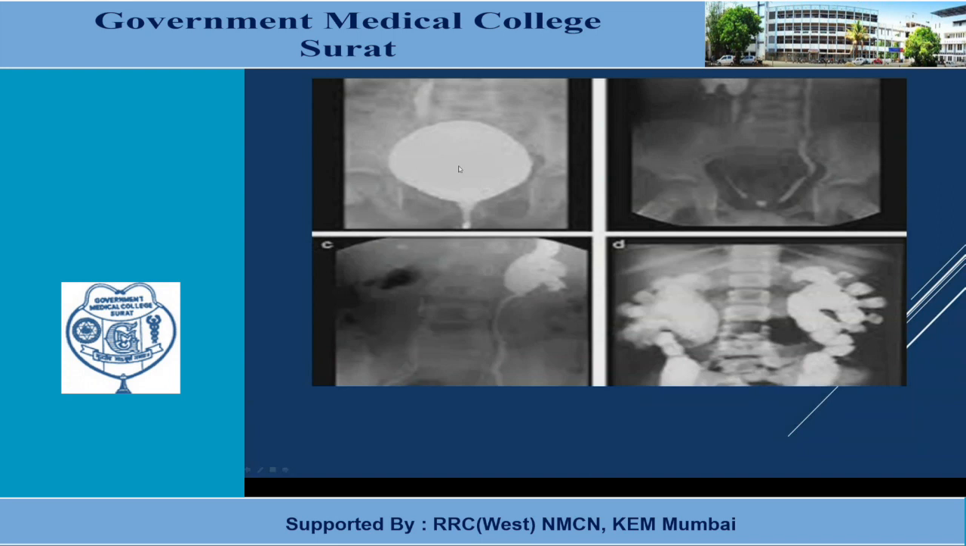This is a urographic image showing reflux of contrast in the lower ureter on the right side. This image shows reflux of contrast in both ureters up to the upper part. This is the reflux of contrast in the kidney and dilated pelvis here. This is a grade 5 dilated, tortuous renal pelvis and pelvicalyceal system with gross hydronephrosis.